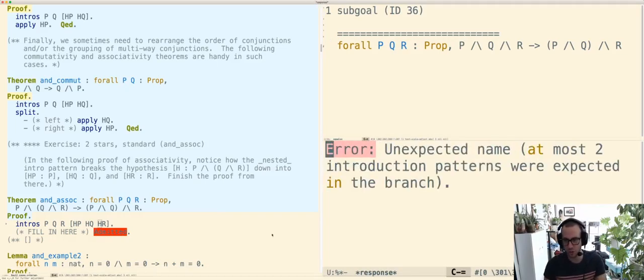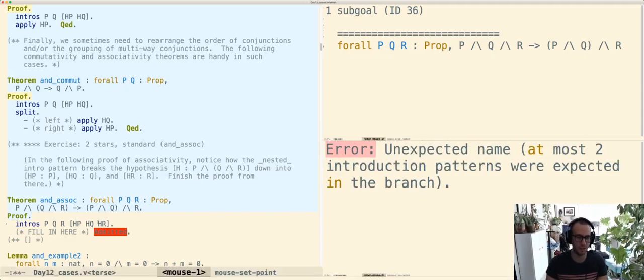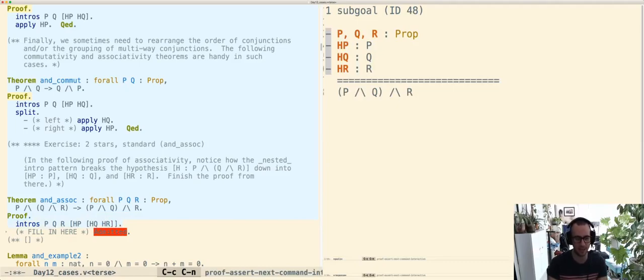Unexpected name. At most, 2 introduction patterns were expected in the branch. Basically, and is a binary operation. It doesn't want a bunch of names there. It wants exactly 2. Now, if you wanted to keep doing more destruction there, that's fine.